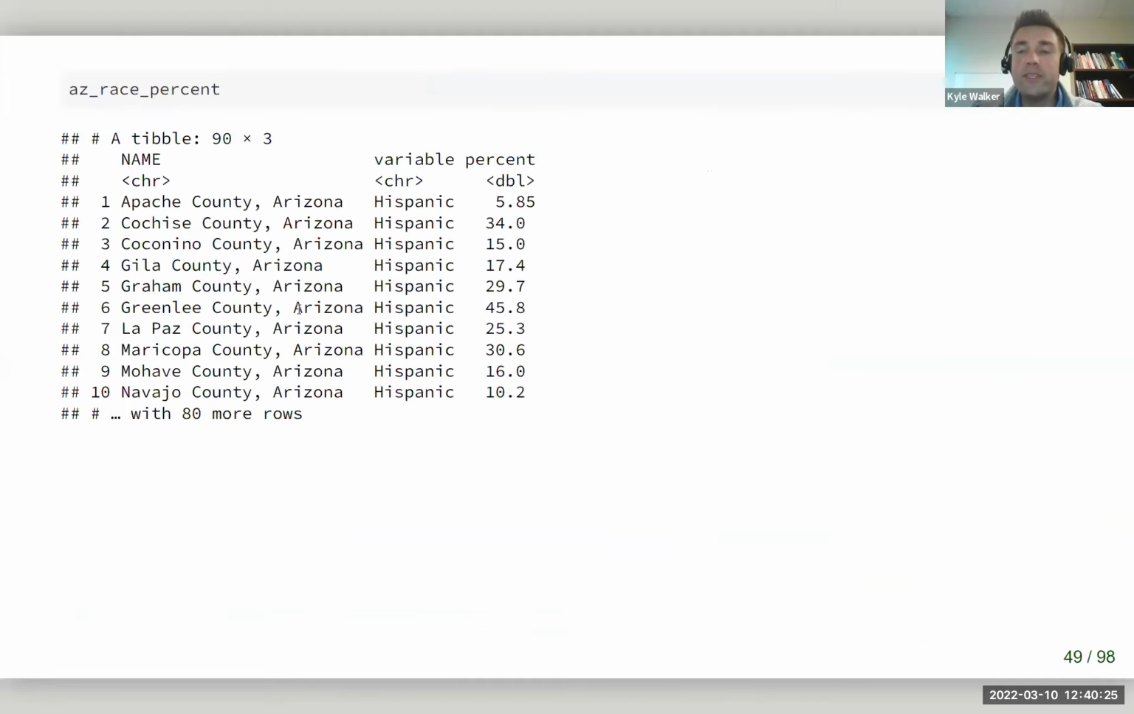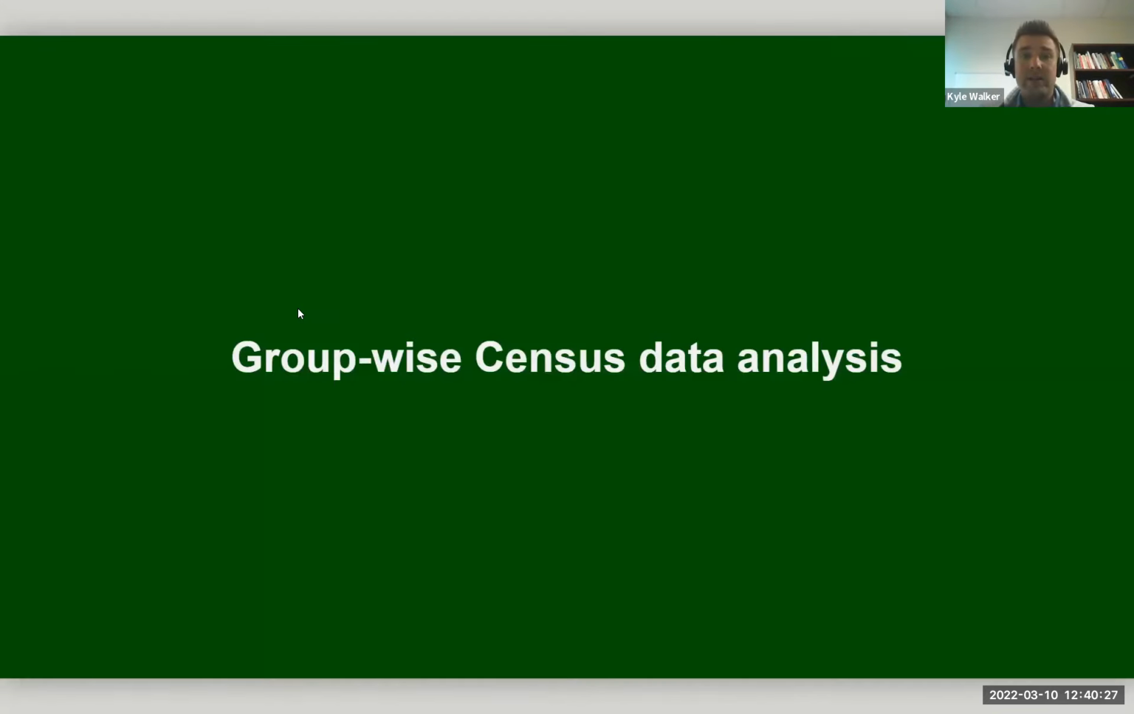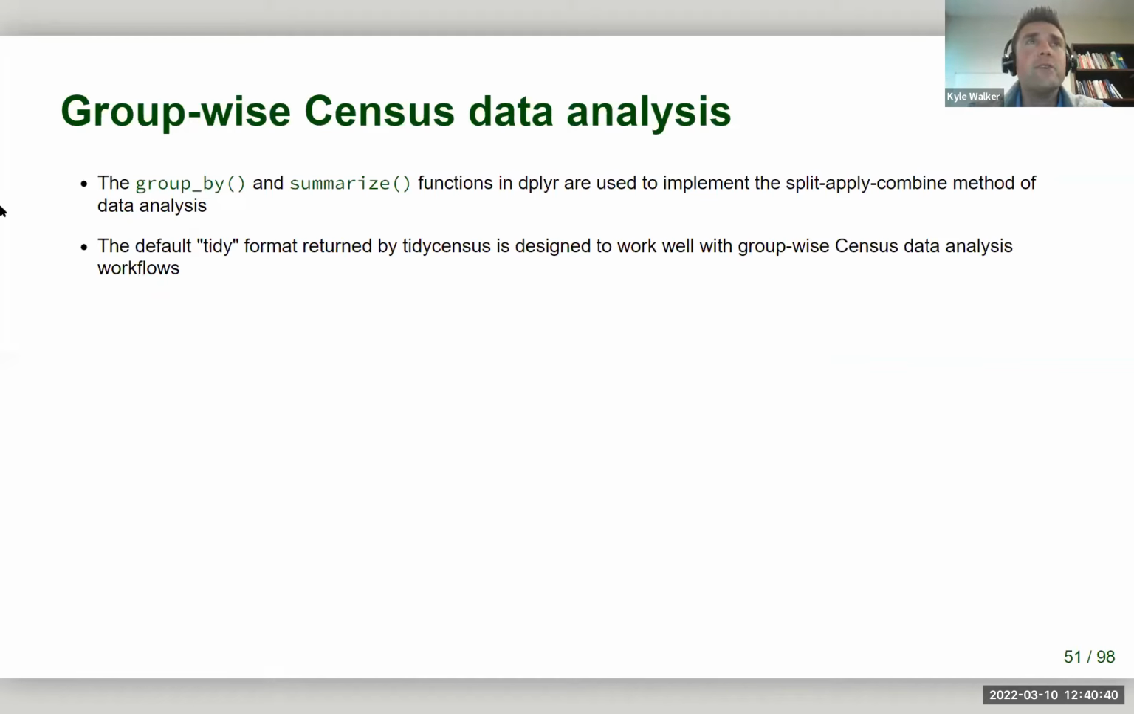We then can start doing some analytics on that data that we've created. And one common way that tidyverse tools are used is for group-wise census data analysis. So what the tidyverse implements is what's called the split-apply-combine method of data analysis, which is extraordinarily powerful and relatively intuitive. The idea is that you identify salient or meaningful groups in your data.